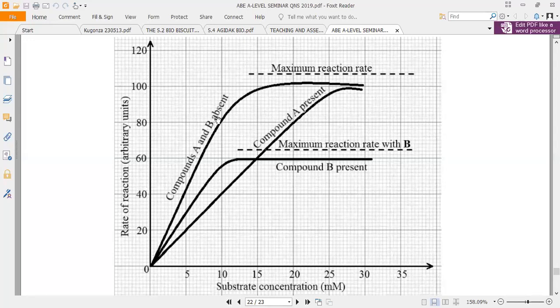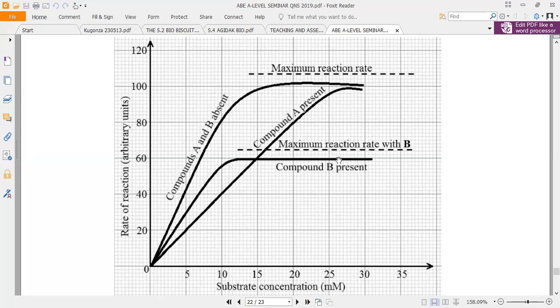Okay. Thank you so much. Now, if you've been following what Hope was telling us, Hope has actually explained what a competitive inhibitor is and how it works. And she has also explained what a non-competitive inhibitor is and how it works. Then after that, she gave us reasons based on the evidence on the graph here, why she thinks compound A is competitive and compound B is non-competitive.